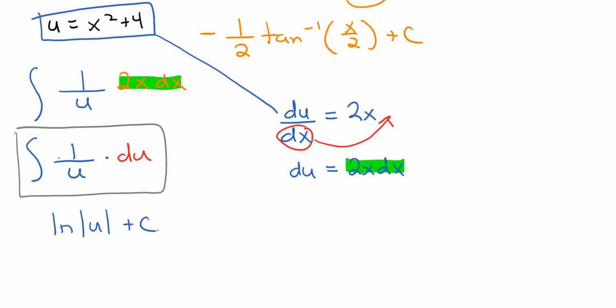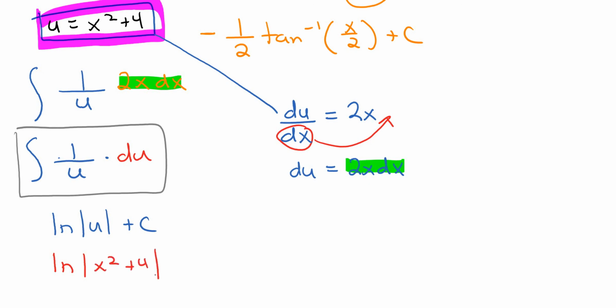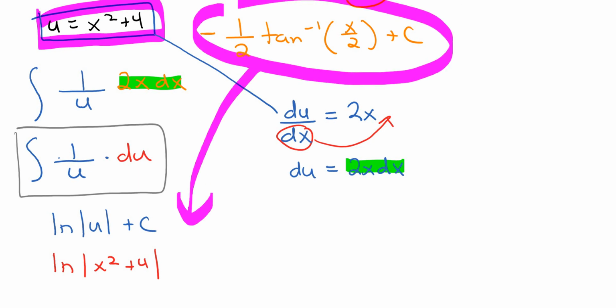And now remember, u was this x squared plus 4. So if I finish this off, this will be ln of the absolute value of x squared plus 4. And after that, I can take this expression here in purple and just tag along at the very end, minus 1/2 tan inverse of x over 2 plus c. And that would be my final answer for that particular question.